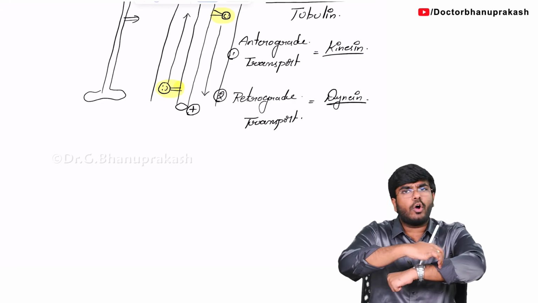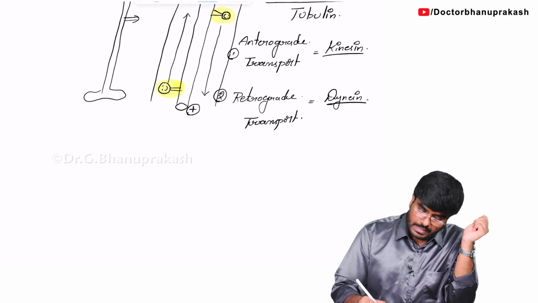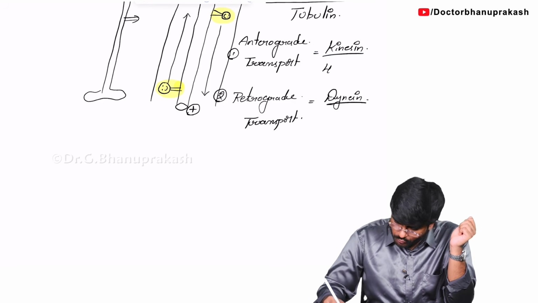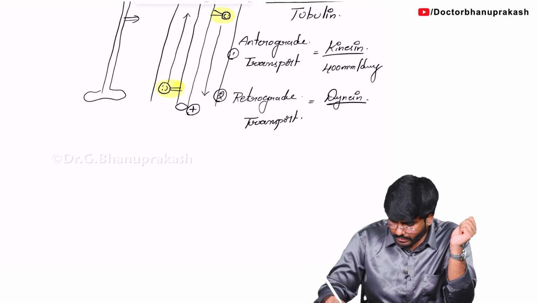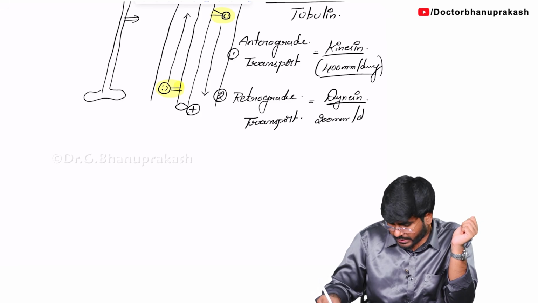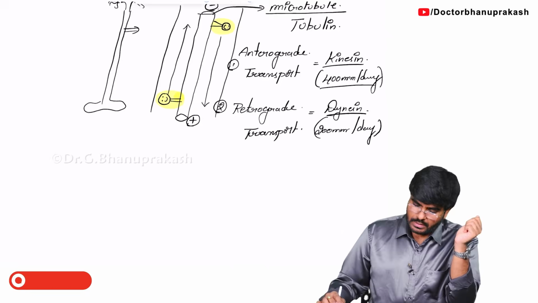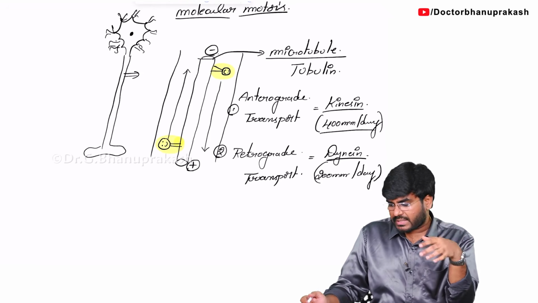Now, what else they will ask you is, what is the speed of this kinesin? This kinesin will walk and help in the transport of the substances with how much velocity? The speed of the kinesin is 400 millimeters per day. And the speed of the dynein is 200 millimeters per day. So, this is how the axonal transport is going to happen with the help of the two important molecular motors called dynein and kinesin.